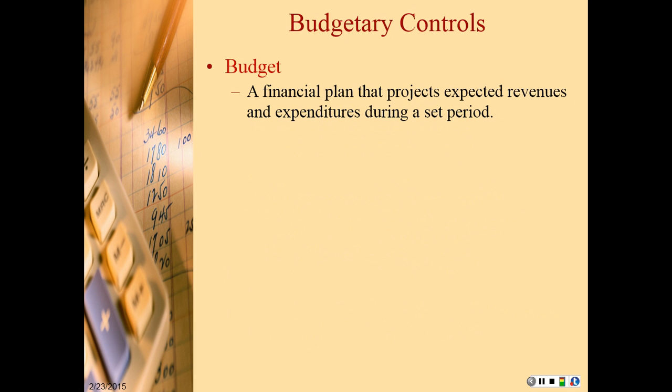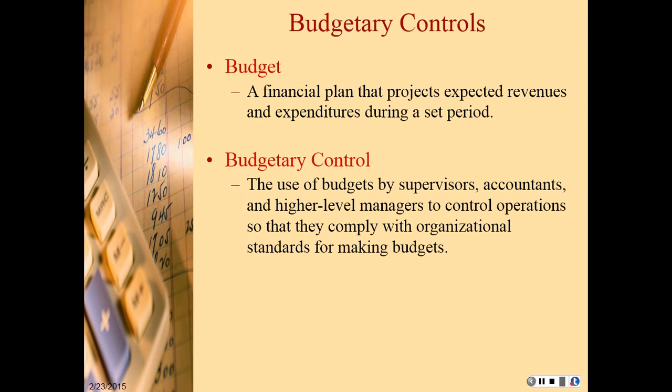Budgets. Budgets are a financial plan that projects your expected revenues, money coming in, and the expenditures that you're going to have during a particular time period. Budgetary control is the use of budgets by supervisors, accountants, and higher level management to control operations so they comply with the organizational standards for making budgets. And let's face it, the idea is to make money.